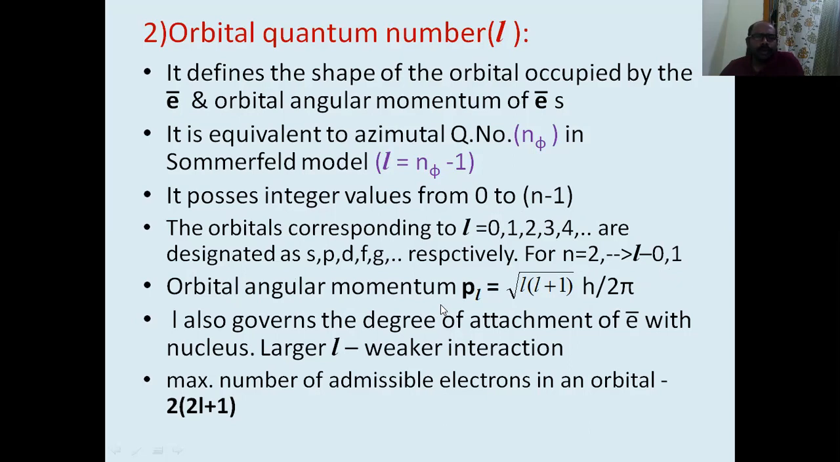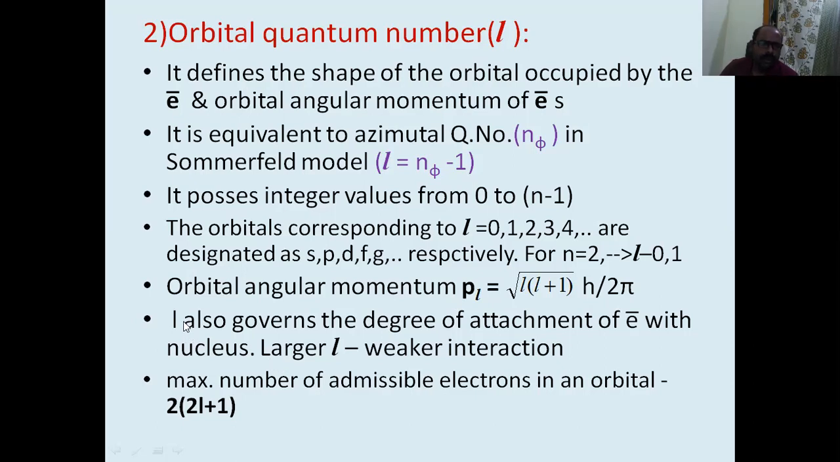Orbital angular momentum can also be given by this equation where L is included. Orbital angular momentum P_L is equal to under root L into L plus 1 into h by 2 pi, or h cross. So if we know the L value, we are able to calculate the orbital angular momentum.